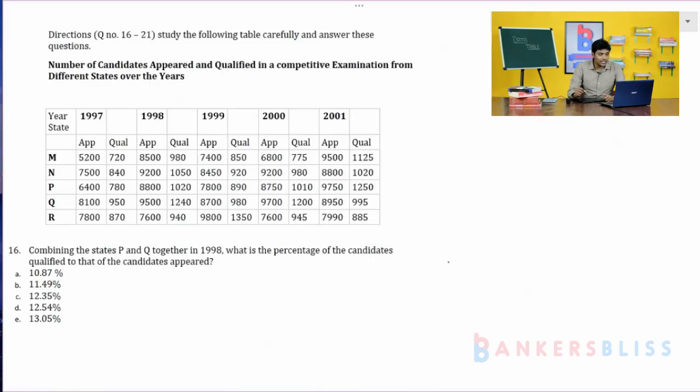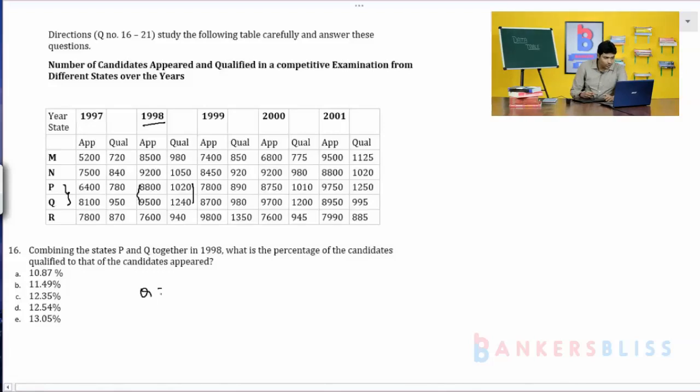Combining the states P and Q in 1998. So, 1998 you have to consider, and P and Q you have to consider. What is the percentage of the candidates qualified? So, qualified means P and Q. You have to consider these two data, to that of the candidates appeared, you have to consider these two data.